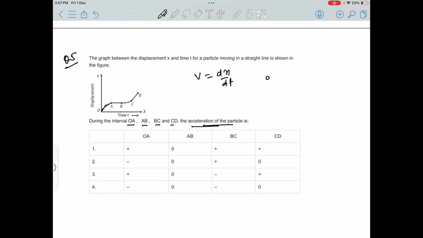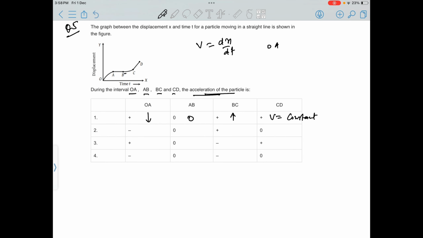So in OA, suppose velocity is increasing. Let me see. Here velocity is decreasing. You will see that slope is decreasing. Here velocity is 0, dx by dt is 0. BC, velocity is increasing. CD, slope is constant, so velocity is constant.